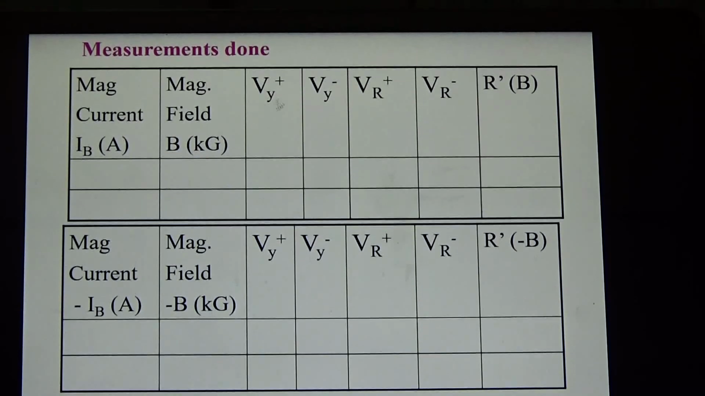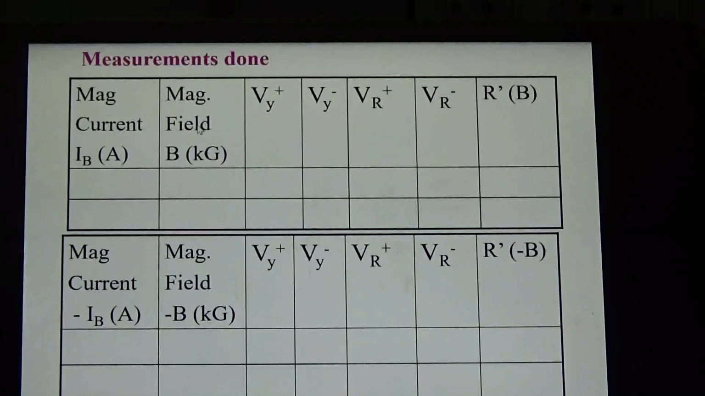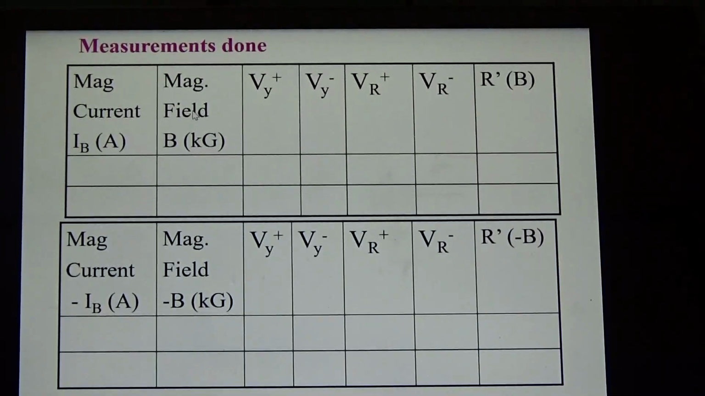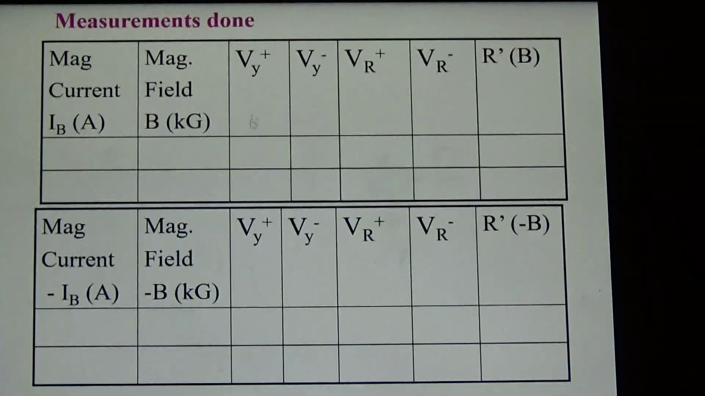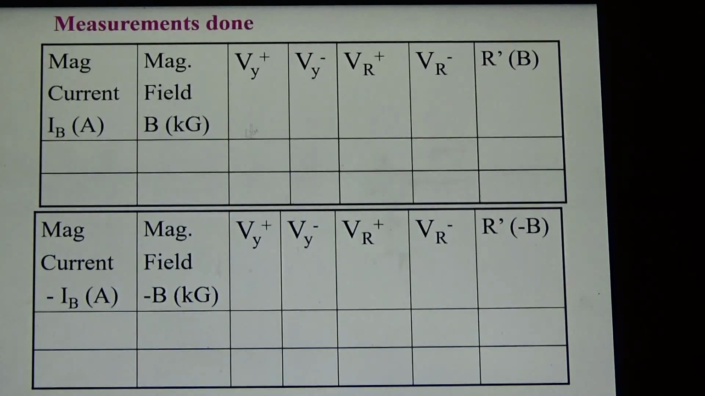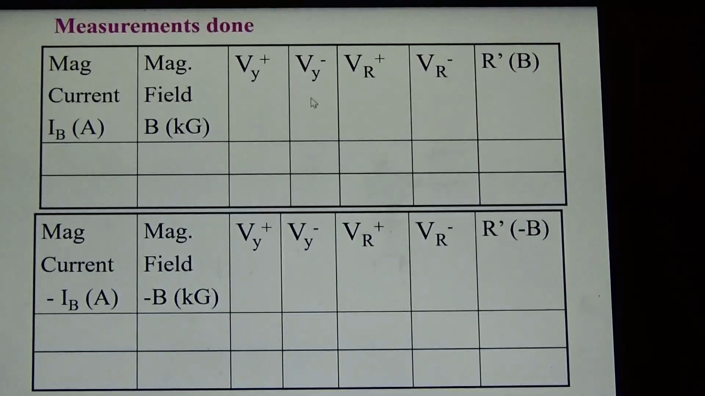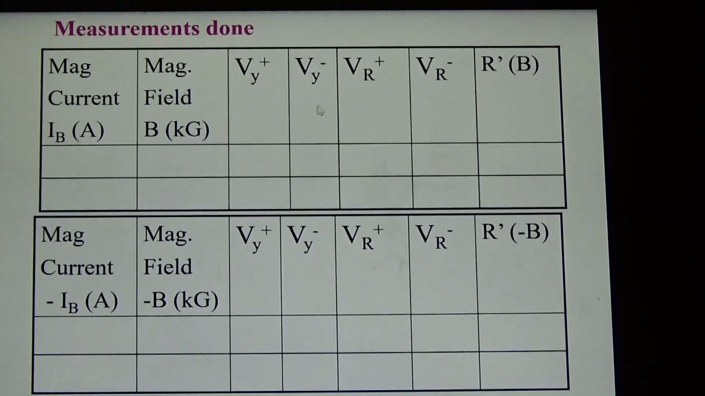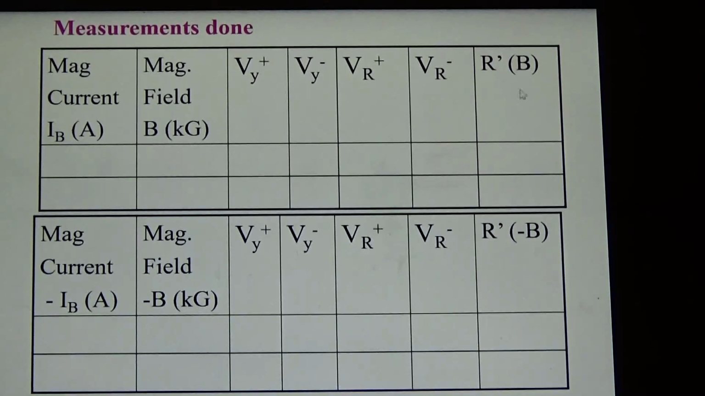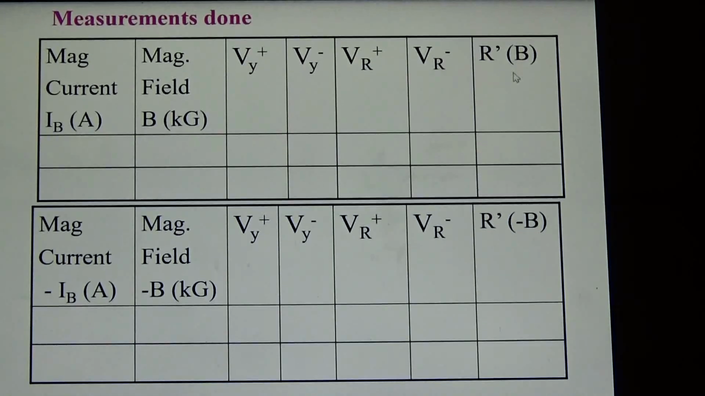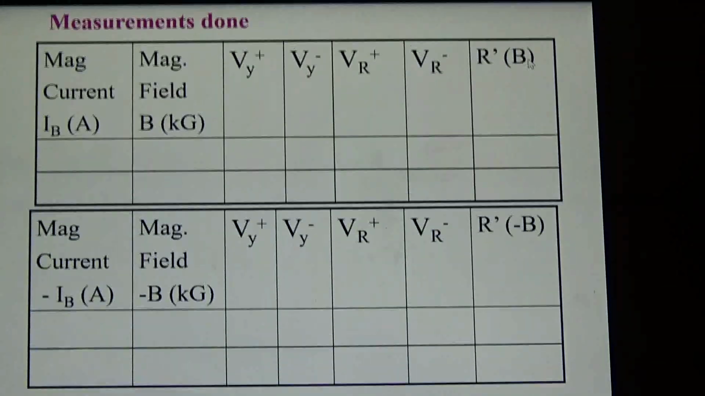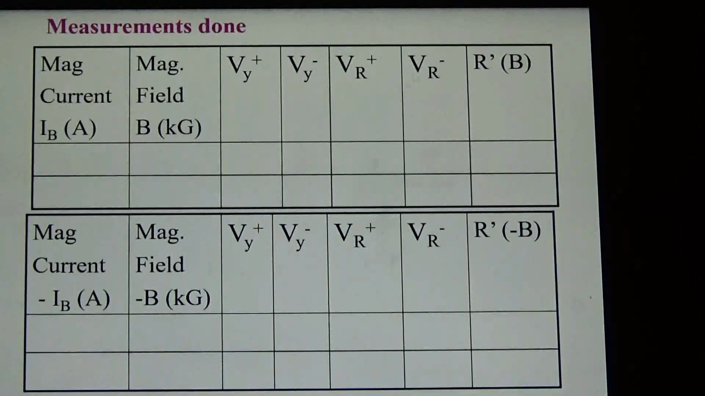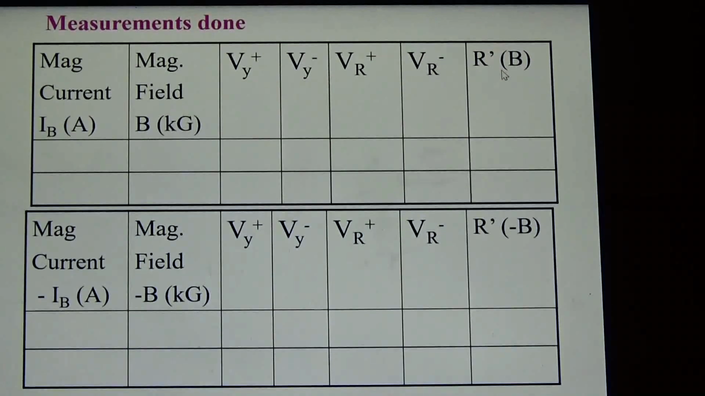For a given magnetic field, suppose you have applied a positive current in the plus x direction, then I measure Vy plus. Then for the same magnetic field, by varying the current from x to minus x, I measure the corresponding Vy minus. Then I can calculate Vr plus and Vr minus, and measure R prime B, that is, for a positive magnetic field. By taking the difference between these two, I can determine R prime B.